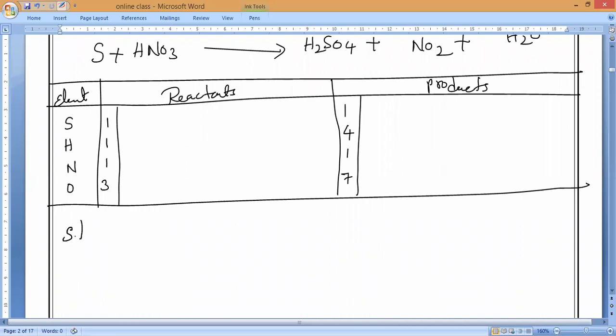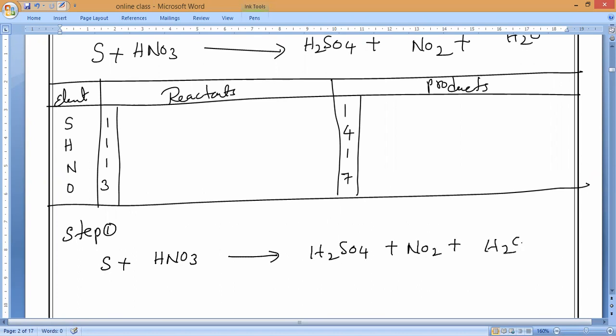So step 1. I am going to write step 1. So the equation: sulfur plus HNO3 nitric acid gives you H2SO4 plus nitrogen dioxide plus H2O. So keep it in mind that whenever we are trying to balance, making the number even, wherever the atom exists freely, not in the form of a molecule, that one you try to change. For example, oxygen atom, if I replace 1 with 2, it will become 2.